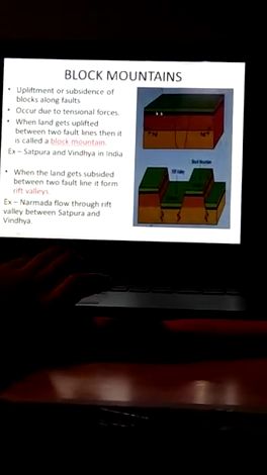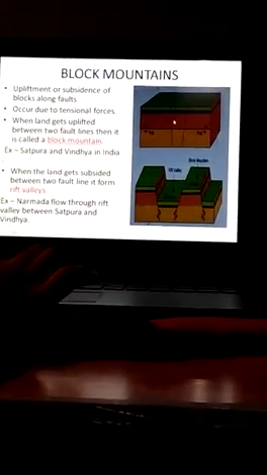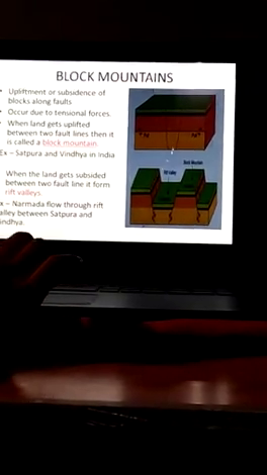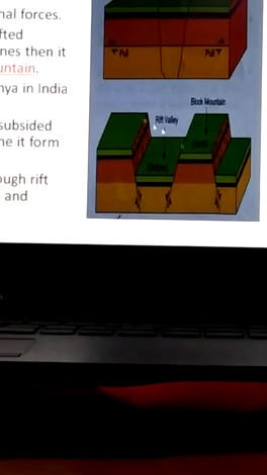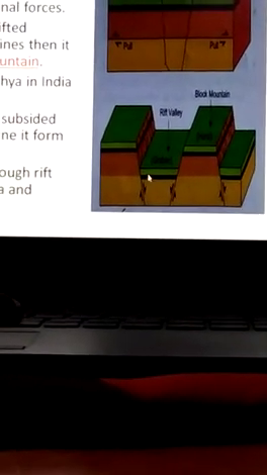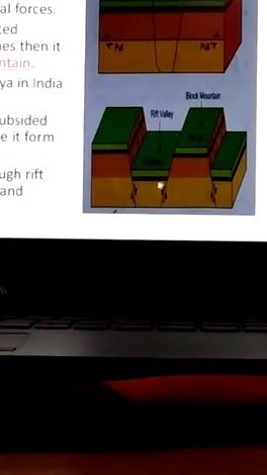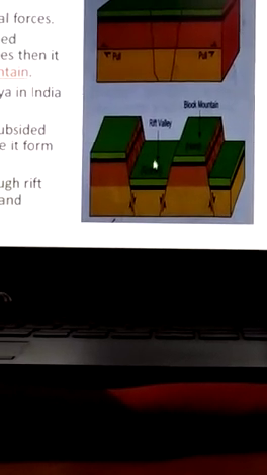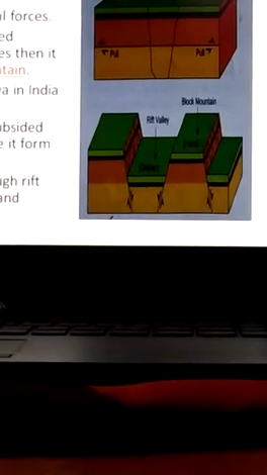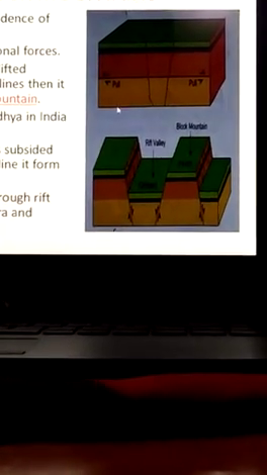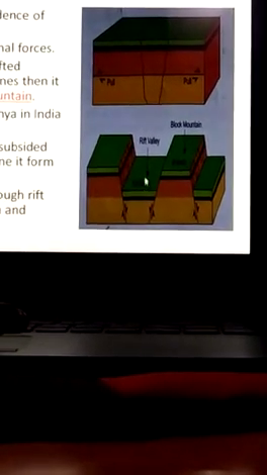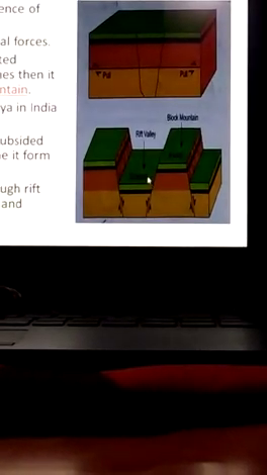In this process, the land that gets uplifted is called the block mountain. See, this is the block mountain. This portion is uplifted. And the land that subsides, the downward portion, is called the rift valley. Due to these tensional forces, some portions get uplifted. They are block mountains, and the downward portion is called the rift valley.